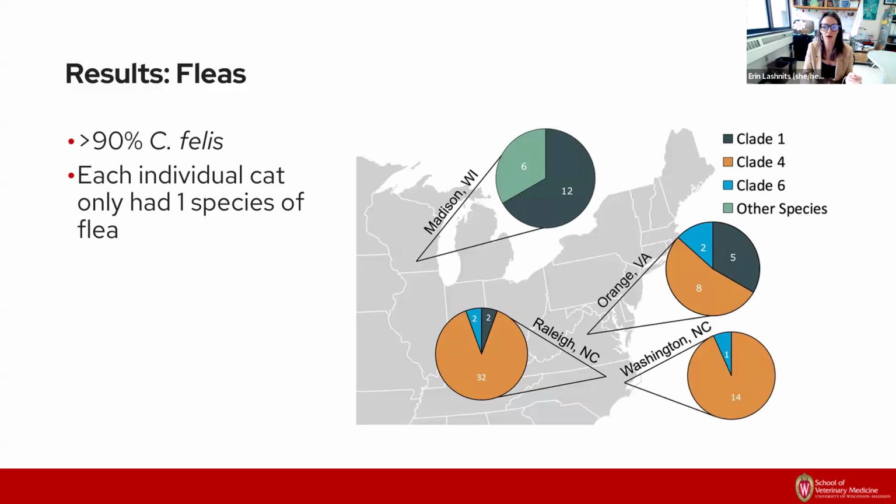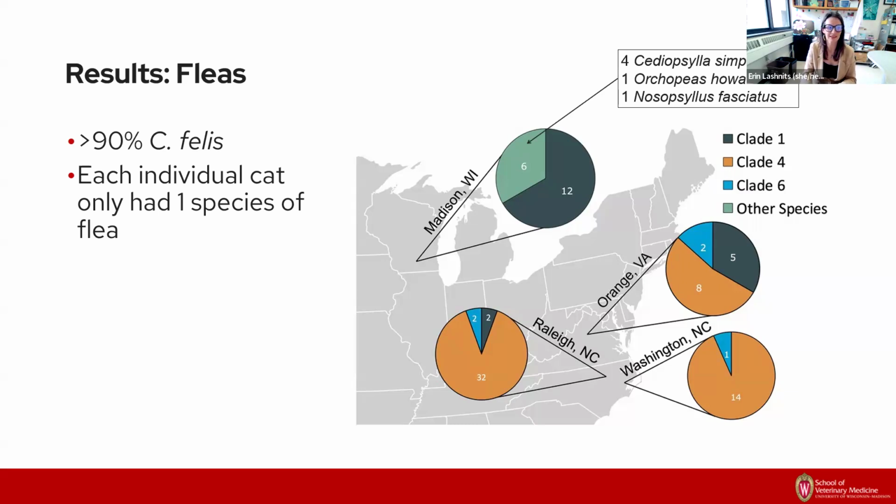And here you can see a map of the different locations that we sampled and the different types of fleas that we found. The lighter green is the non-cat flea species, and those were actually only found in Madison, Wisconsin, not in the North Carolina or Virginia locations. This also shows the different clades, and you can see that clade 4 was most common down in the Southeast, whereas clade 1 was more common here in Madison. This is the list of the other flea species that we found on the cats in Madison. And it was a handful of different fleas, which is very interesting to see such diversity on our outdoor cats.